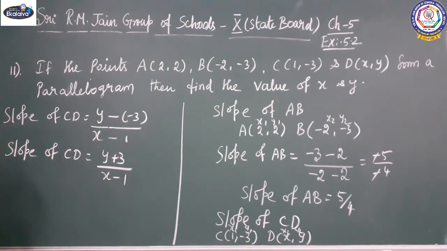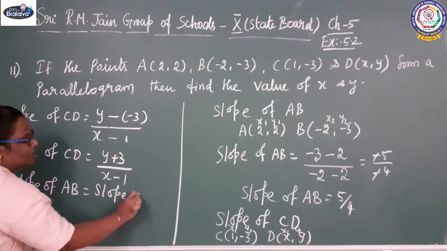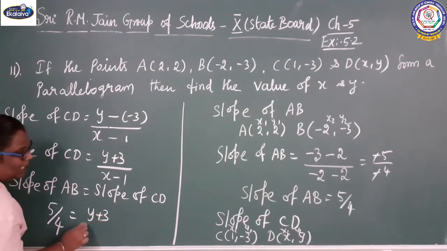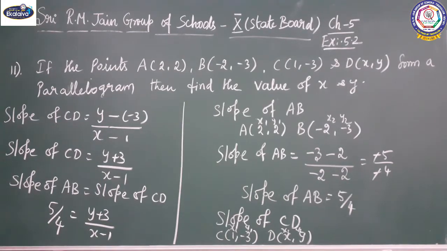If it is a parallelogram, slope of AB equal to slope of CD. What is the value of slope of AB? 5 by 4. So 5 by 4 equal to y plus 3 by x minus 1.